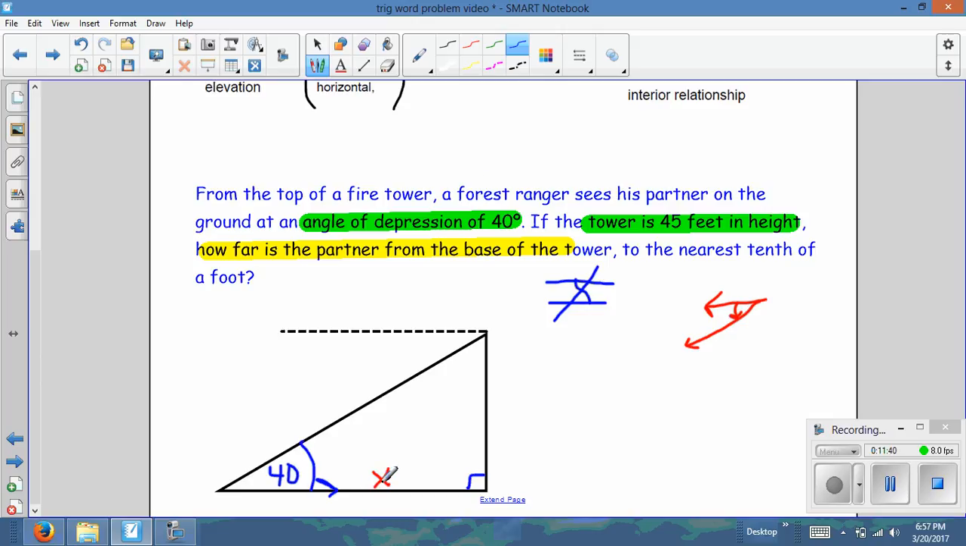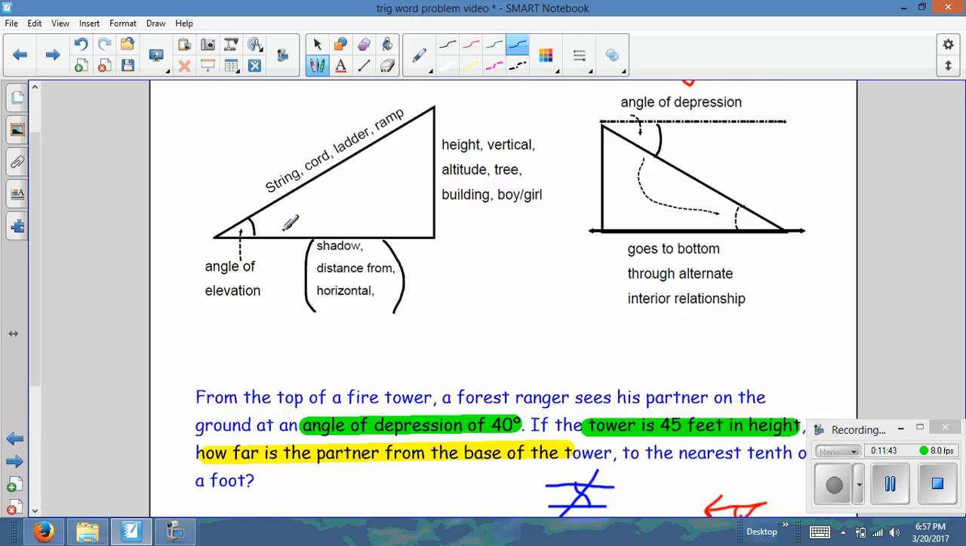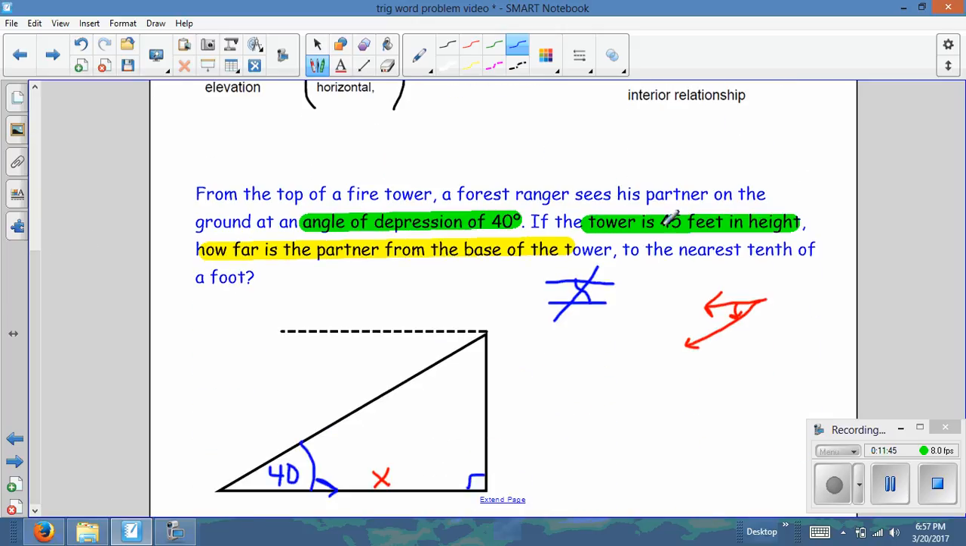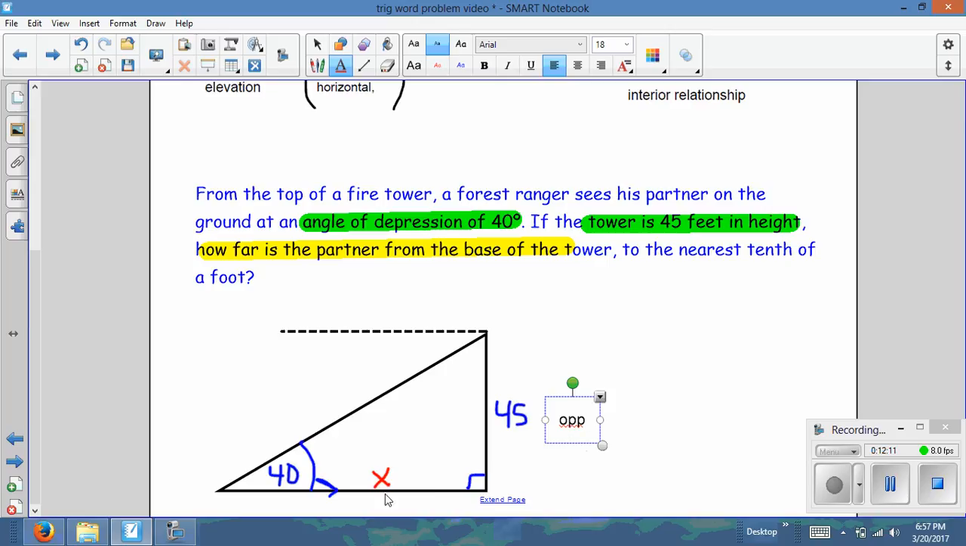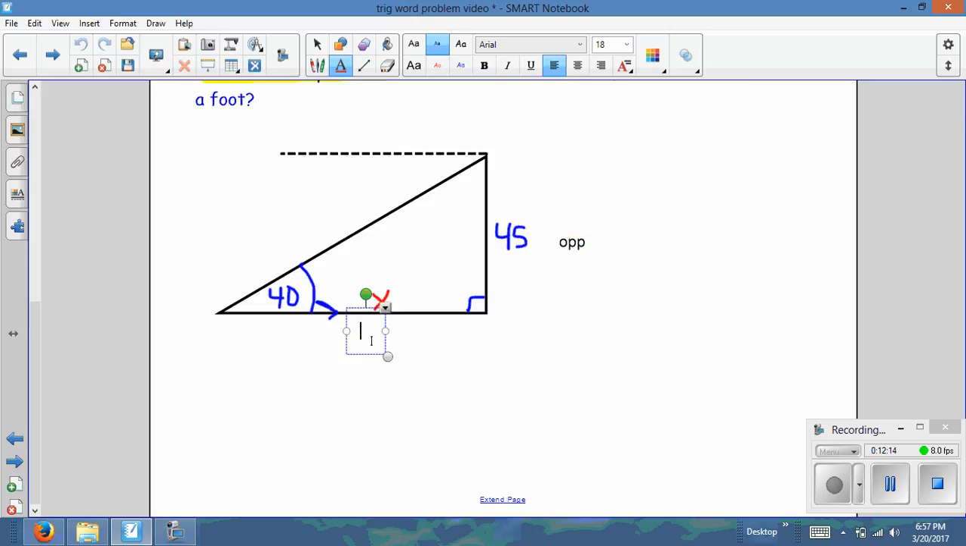So I got a 40. I know it's a distance from, because the distance from is always along the bottom. So now what I got to do with this green highlighted piece here: tower is 45 feet in height. Height is always an up and down vertical line. Okay, so I now have all the pieces I need in my triangle, so I can write my equation. According to angle 40, this is opposite, and this is adjacent, and I am picking tan because it's opposite and adjacent.